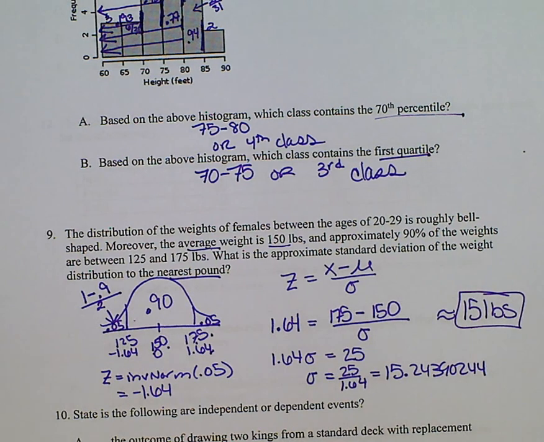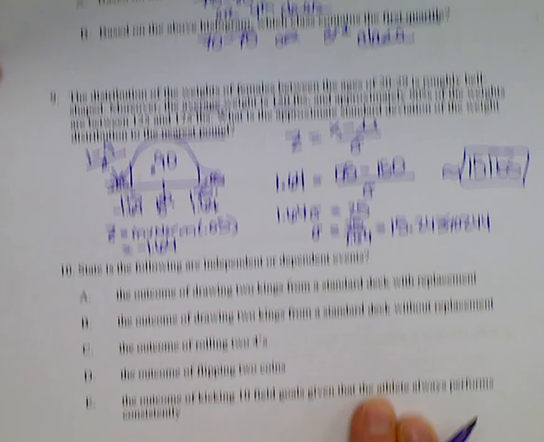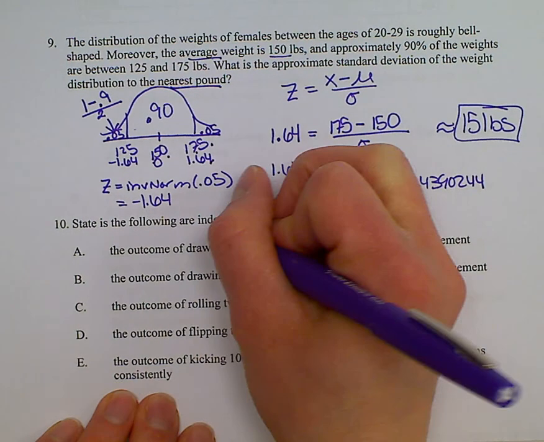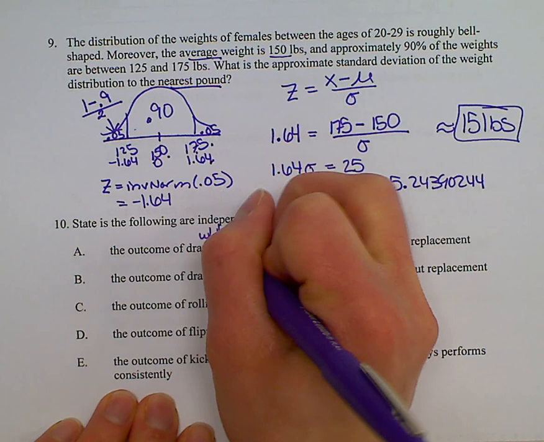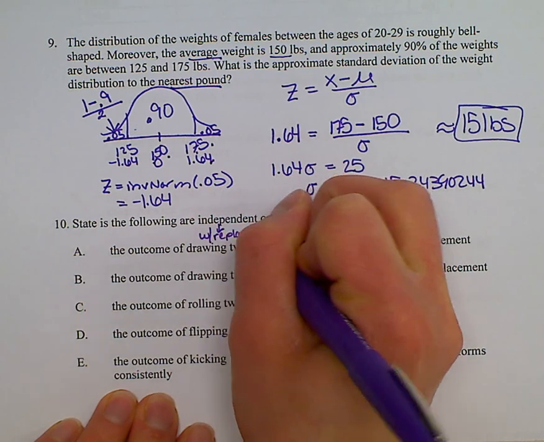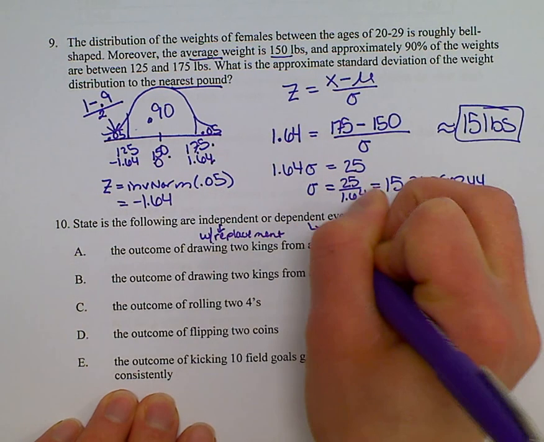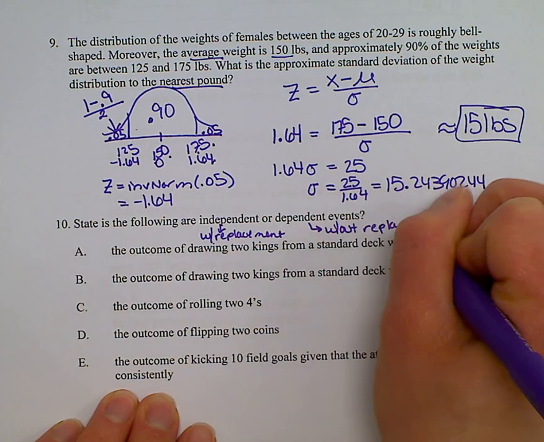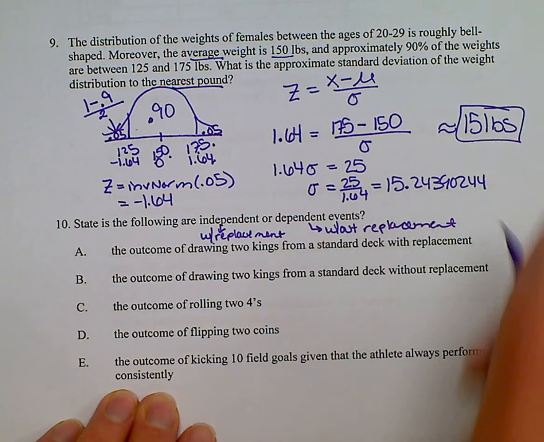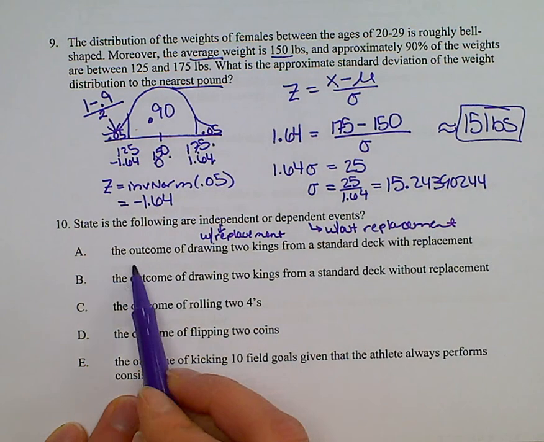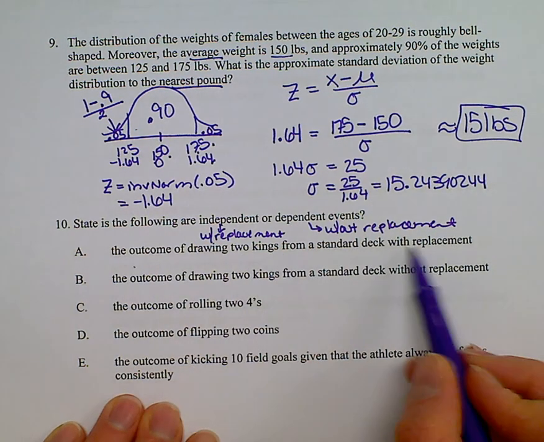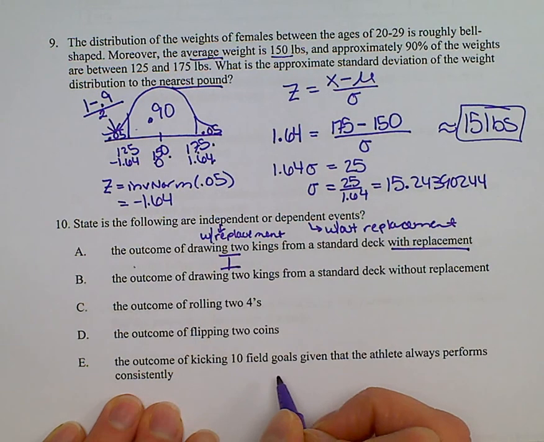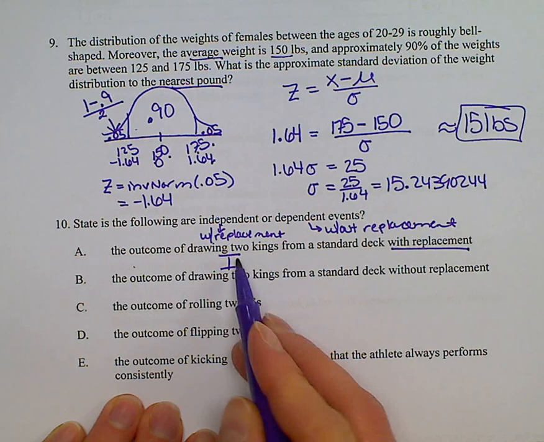10. State if the following are independent or dependent. Remember, independent, a key that you're going to see is with replacement. Dependent, some keywords would be without replacement or something that has a very clear cause-effect relationship. So the outcome of drawing 2 kings from a standard deck with replacement, this would be independent. The second card is not reliant on the first card that you pick.